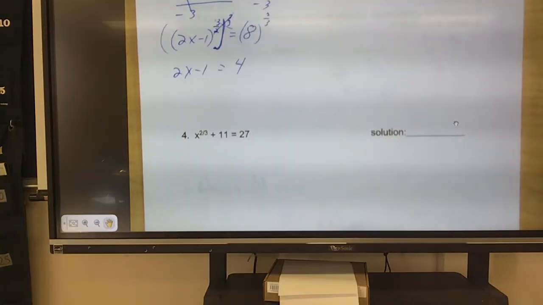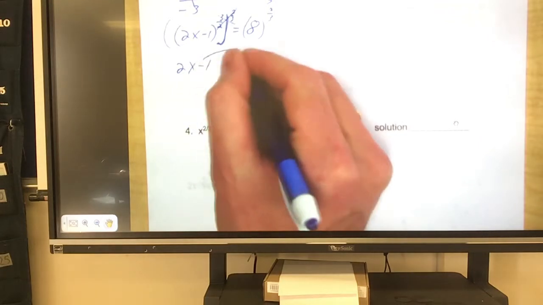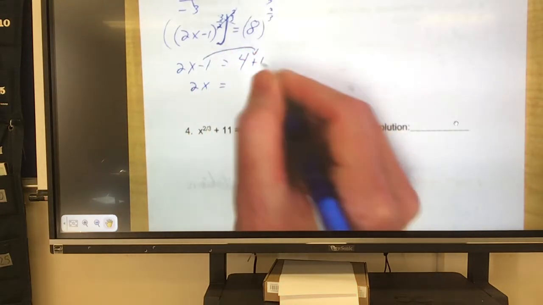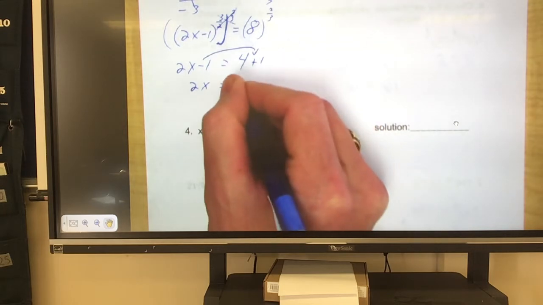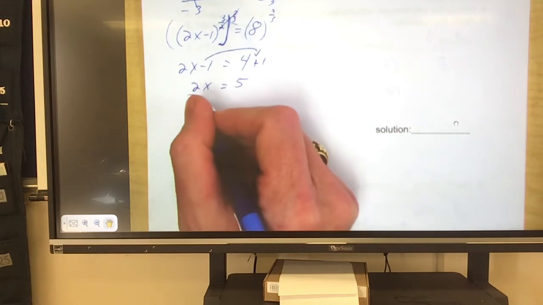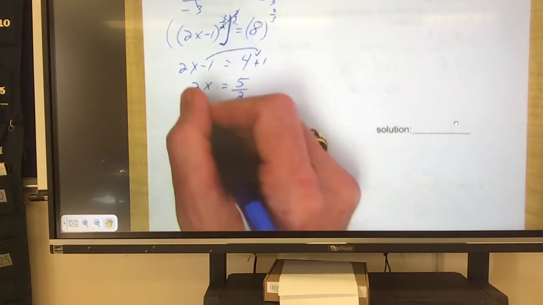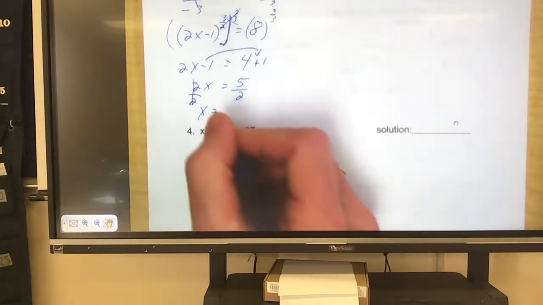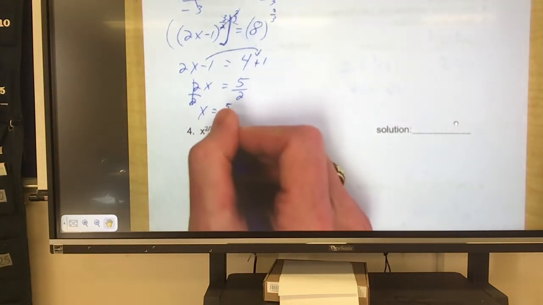Okay. Now we're solving. Move the negative 1 across, and it becomes a plus 1. So I've got 2x equals 4 plus 1, which is 5. Now we're going to divide by 2. Divide by 2, and x equals 5/2. You can make it 2.5 if you want, but let's just leave it a fraction.